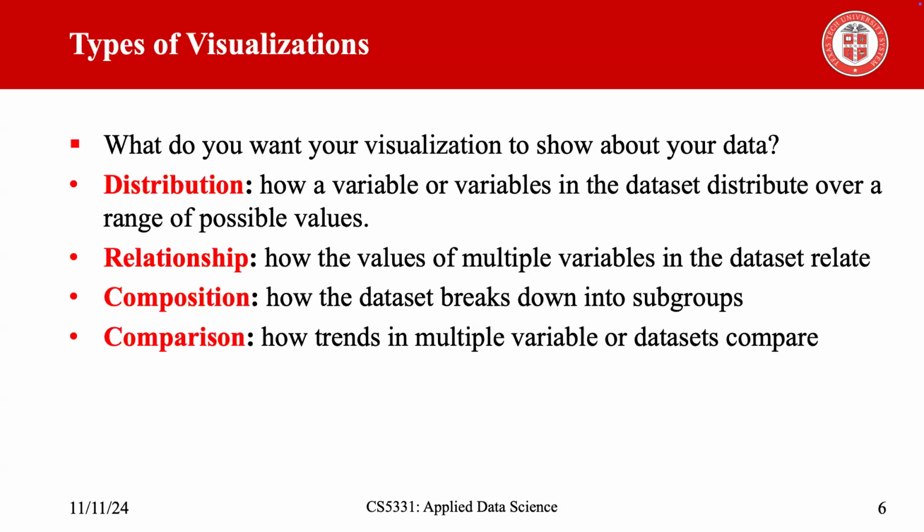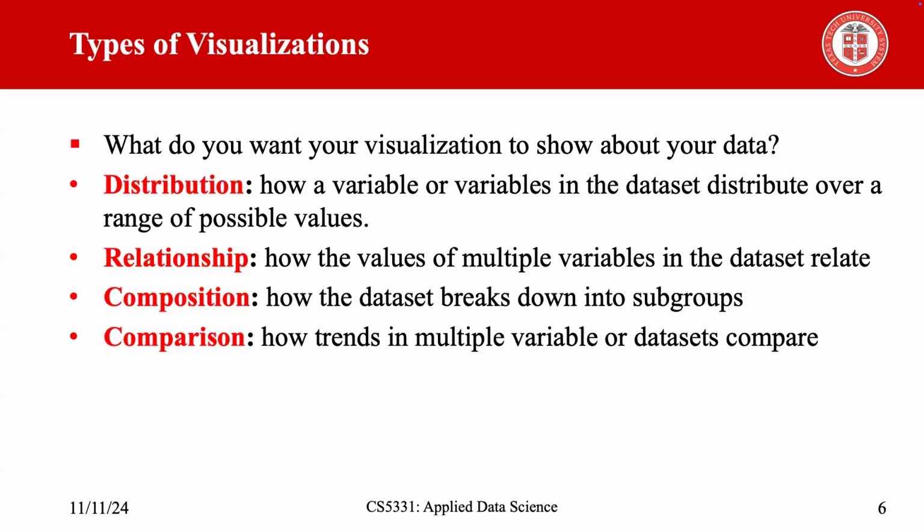So here are some different types of visualizations that we can use. For example, we have the distribution: a visualization for the distribution, showing how the variables in the data set distribute over a range of possible values. For example, we can use the histogram or the box plot to show the distribution of a variable.